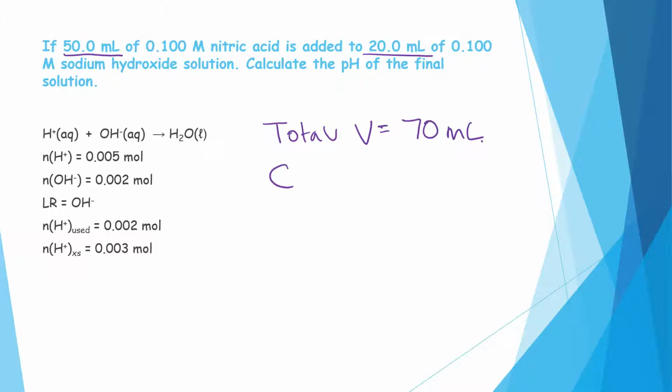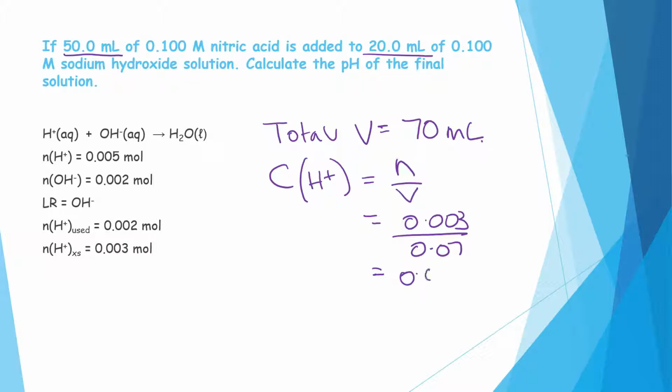And now we can find the concentration of hydrogen ions, which is equal to number of moles divided by volume, which is 0.003 divided by 0.07. And this comes out to be 0.042857 molar.